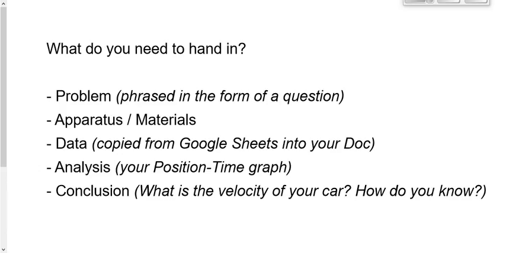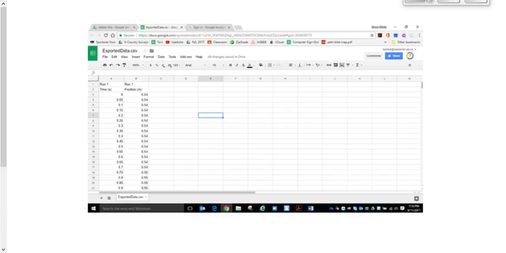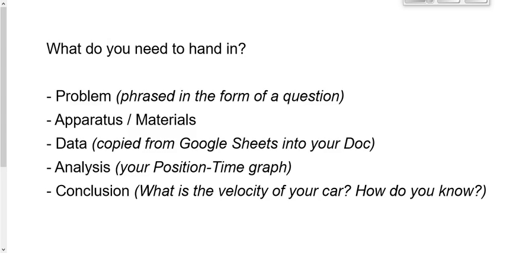What do you have to hand in for this? A problem. The problem that I gave you, phrased in the form of a question. Your materials or your apparatus. Your data, which is in Google Sheets, you're going to just literally highlight that, copy and paste it into your document. Your analysis, which is your graph, including the slope of the graph. And I'll show you later on how to plot that graph and determine the slope of that graph.